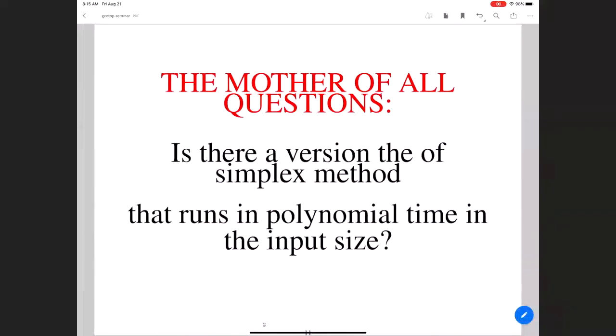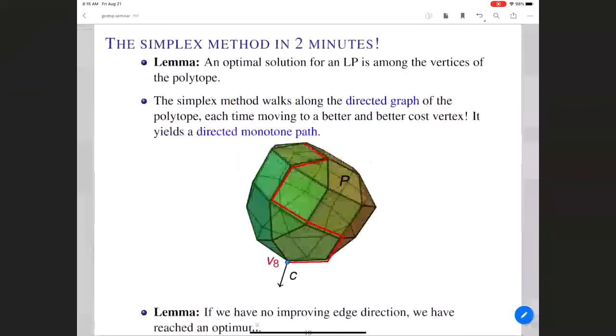Excuse me, I have also a question. Are you assuming that for any two adjacent vertices in the graph, in one of them, the optimization function is better than the other? Assuming ties? Yeah, thank you. Yeah, I'm also assuming that the objective function is generic.